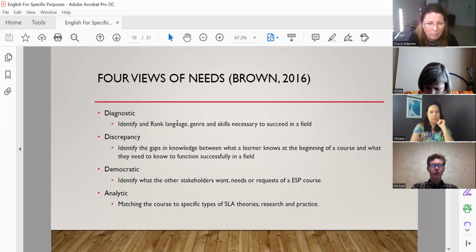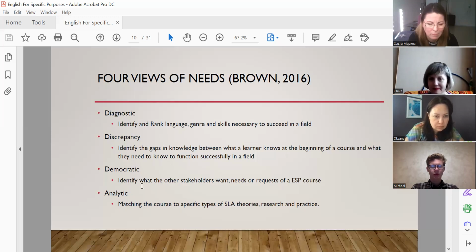Democratic: identify what the other stakeholders want, need, or request in an ESP course. So stakeholders, we'll learn about stakeholders. Does anyone know what stakeholders are right now? No, I don't. Okay, we'll see. In a moment, you'll learn about stakeholders.